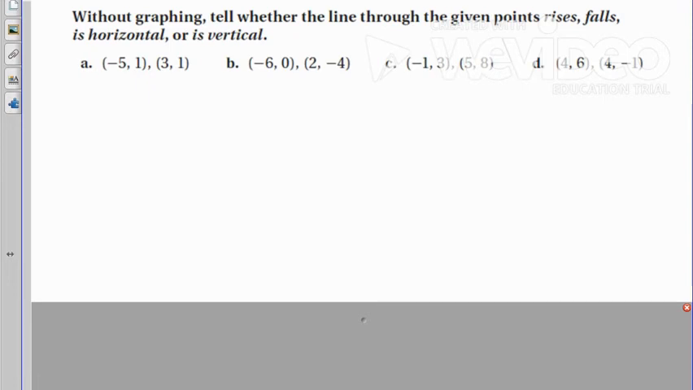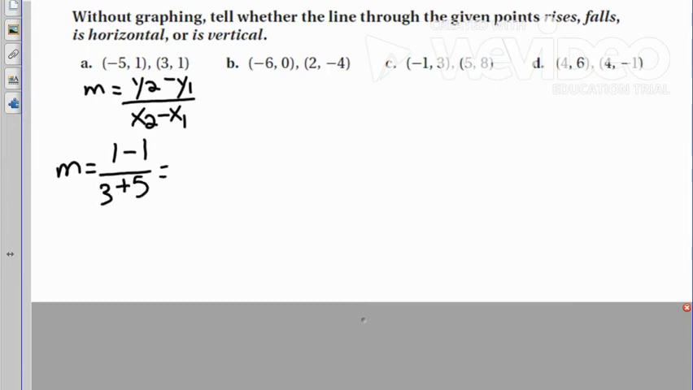So this is going back to y2 minus y1 over x2 minus x1. If I were to do this, I'd have 1 minus 1 and 3 plus 5. So we have 0 over 8, which is 0. If we go back to that slide from the very beginning, you should remember that horizontal slopes have a slope of 0. So this would actually be a horizontal line given its slope.